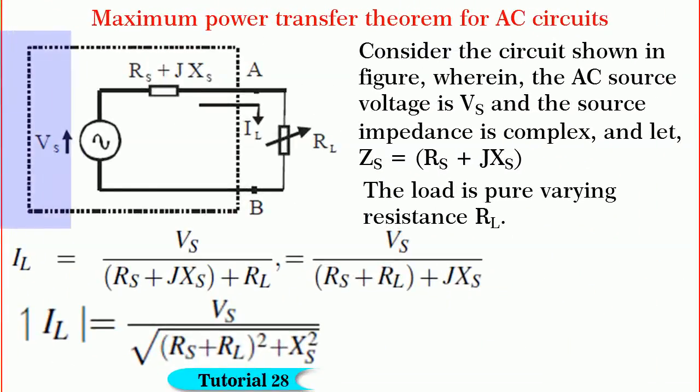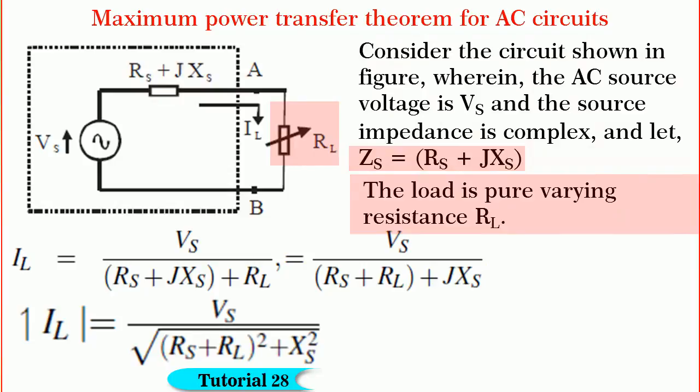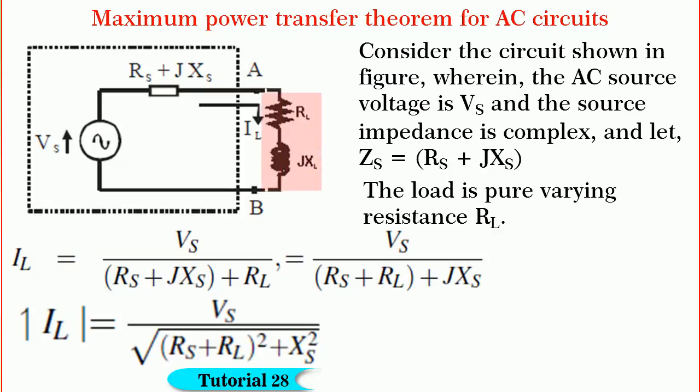Friends, consider the circuit shown in figure wherein the AC source voltage is Vs and the source impedance is complex, and let Zs is equal to Rs plus jXs. The load is varying pure resistance. As I said, the load could be complex in AC circuits. For example, consider a complex load consisting of say resistance and inductive reactance as shown. Reactance part could also be capacitive reactance.